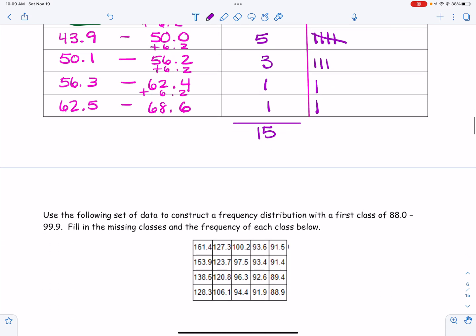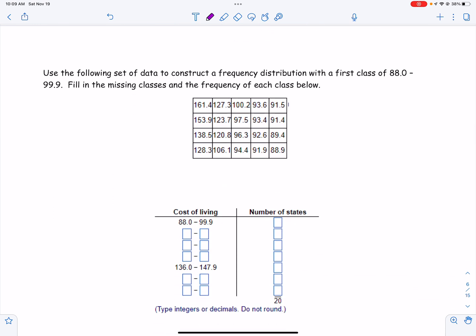Okay, so now what it's going to look like on your end in the homework is that you'll have a table here, and they'll give you a class. And so what you're going to have to look at is that when you have decimals, your class will increase by 1 decimal point. So if I have 99.9 as my ending first class, I'm going to add 0.1 to it, and that gives me 100.0. So I have 100 goes there.